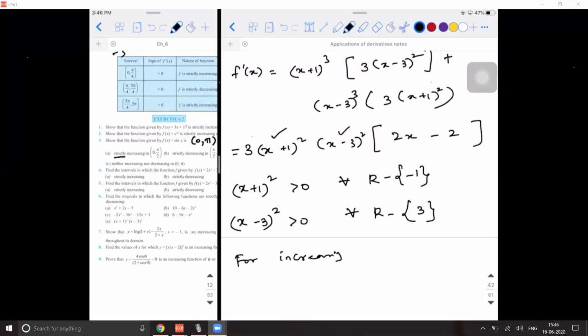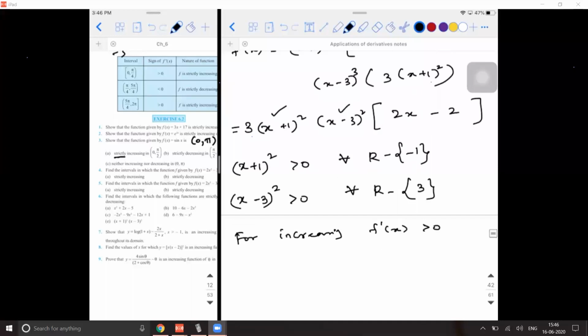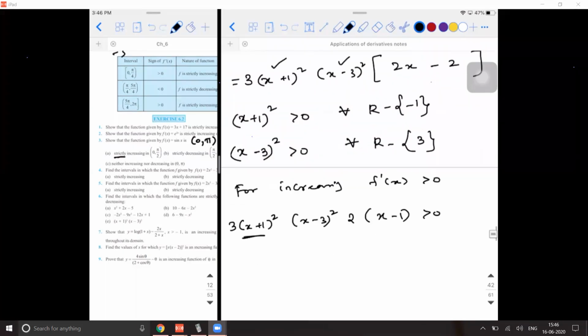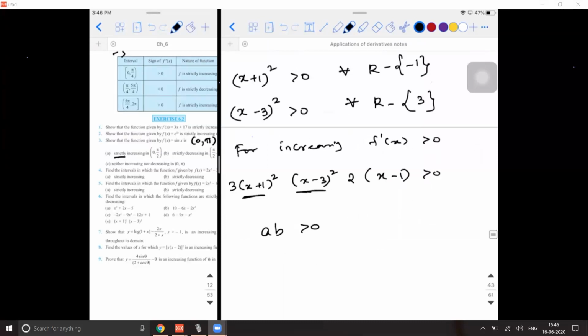For increasing, f dash of x should be greater than 0, right? So f dash of x should be greater than 0, in the sense, then 3 into (x plus 1) the whole square into (x minus 3) the whole square. If I take out the 2, I can write it as 2 into (x minus 1) should be greater than 0. Now, when can I take these values to the other side? See, suppose I have a into b greater than 0, then what should be the condition on a and b?